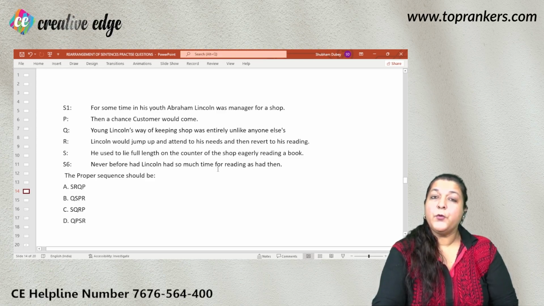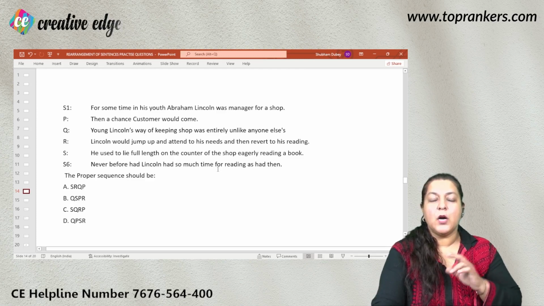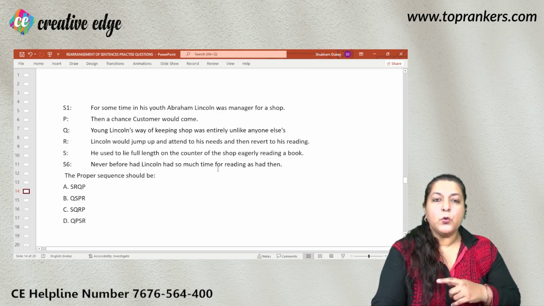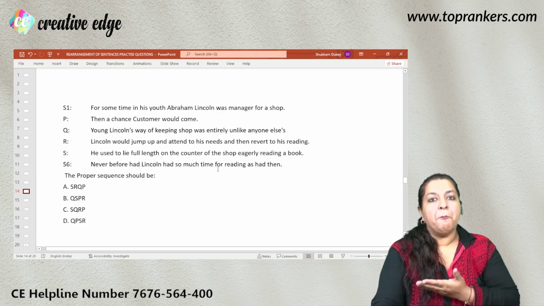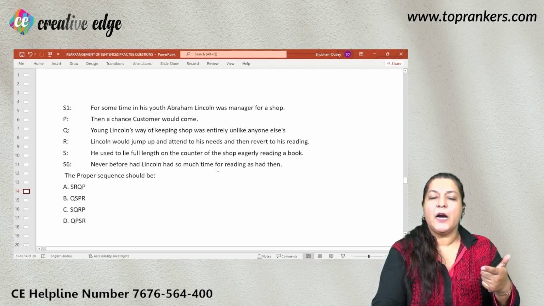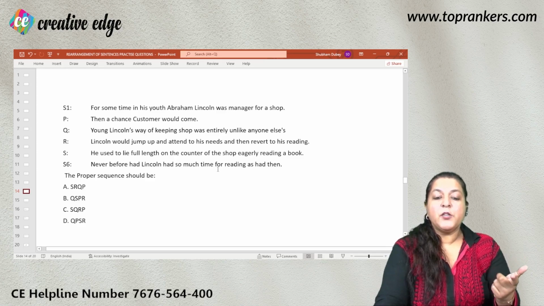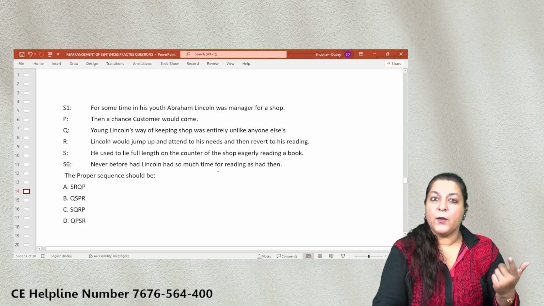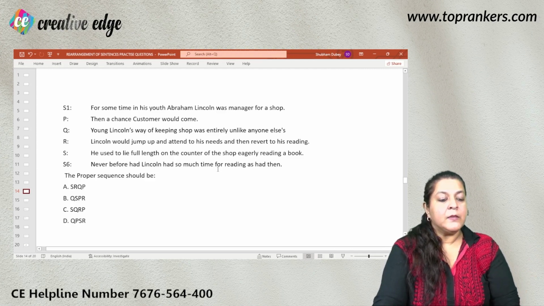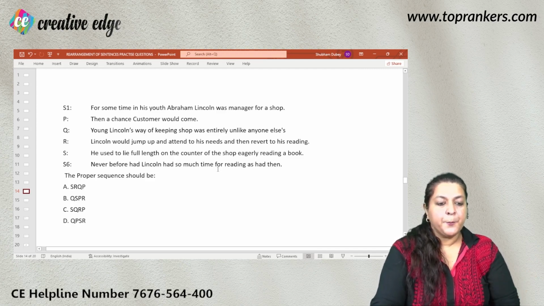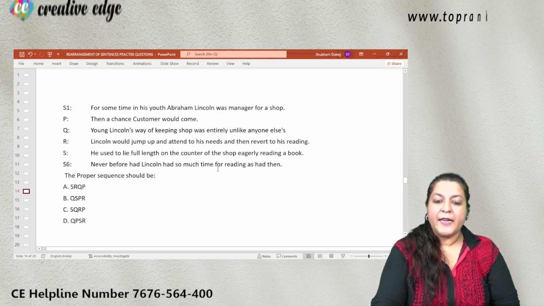Now, when you read both the sentences, they both talk about Lincoln. But did you notice that S1 talks of Lincoln's ability as a manager, which is continued in the idea sentence Q? Q talks about young Lincoln's way of keeping shop was entirely unlike anyone else's, which means that now our options are shortened down to B and D. Let's see what it ends with. Never before had Lincoln had so much time for reading as he had then.